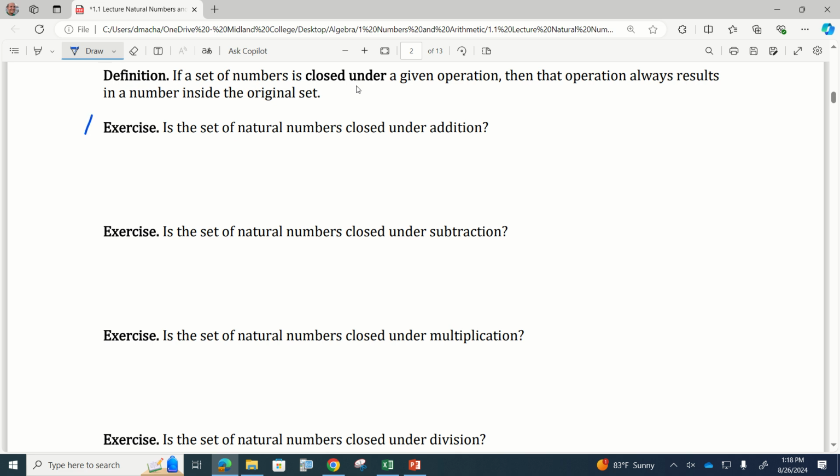Is the set of natural numbers closed under addition? What I mean by this question, it sounds really funny, is that if you take two natural numbers and you add them together, is the result going to be a natural number? Yes, absolutely. It doesn't matter which two numbers you choose. You choose two natural numbers, add them together, you're going to get another natural number back.